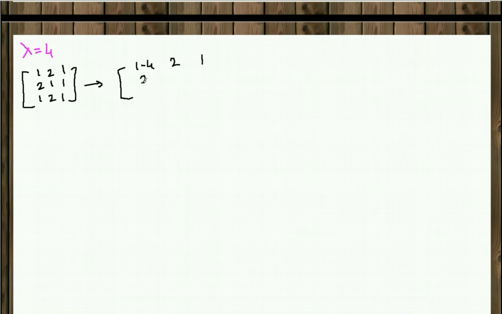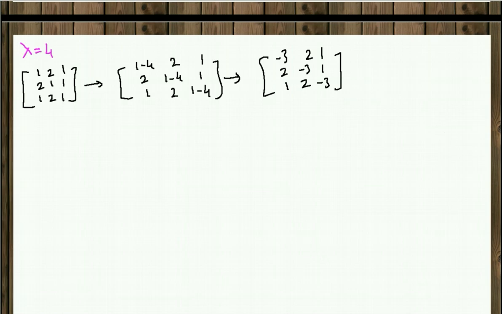Okay, this time we're going to work for lambda equals 4. Our original matrix is 1, 2, 1, 2, 1, 1, and 1, 2, 1. We're going to subtract 4 from each entry on the main diagonal as our first step. So 1 minus 4, 2, 1 stays the same, 2, 1 minus 4, 1 stays, and 1, 2, 1 minus 4. So what we're going to get is negative 3, 2, 1, 2, negative 3, 1, 1, 2, negative 3. Now we're going to reduce this matrix and find the null space.